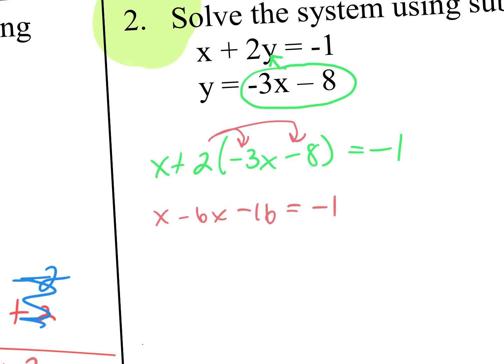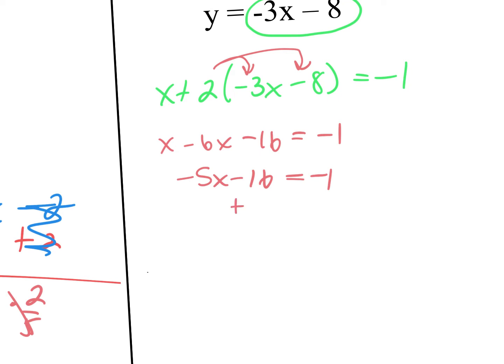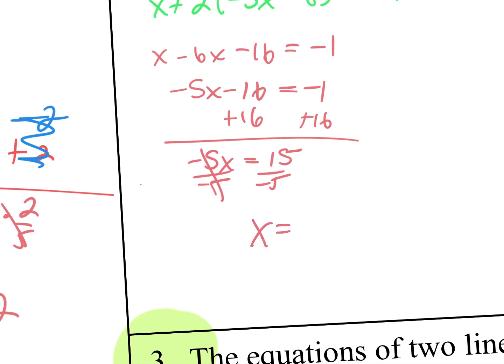Can I combine anything on the left-hand side? x and negative 6x is negative 5x. Minus 16 equals negative 1. Now what? Add 16 to both sides. Perfect. So negative 5x equals 15. Divide by negative 5. And x equals? x equals negative 3.